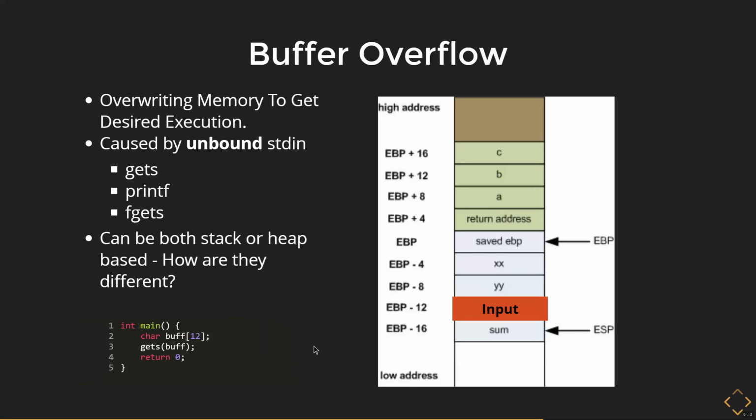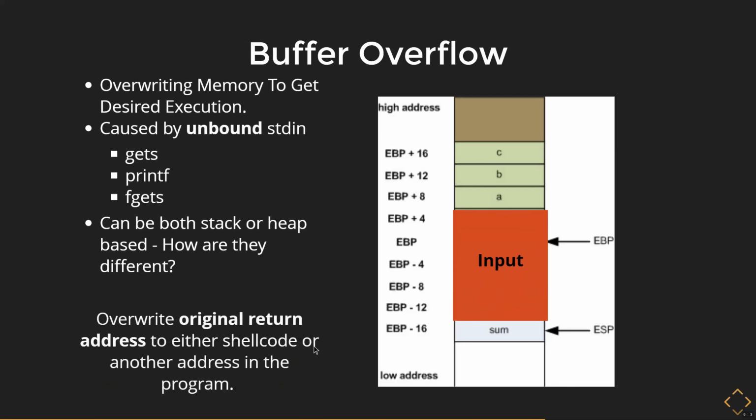What we end up doing is we can write all the way up, and usually the goal with buffer overflows is we want to overwrite the return address, because if we are able to overwrite the return address, we can actually control how the program is executing, which could be shell code or another place in the program.